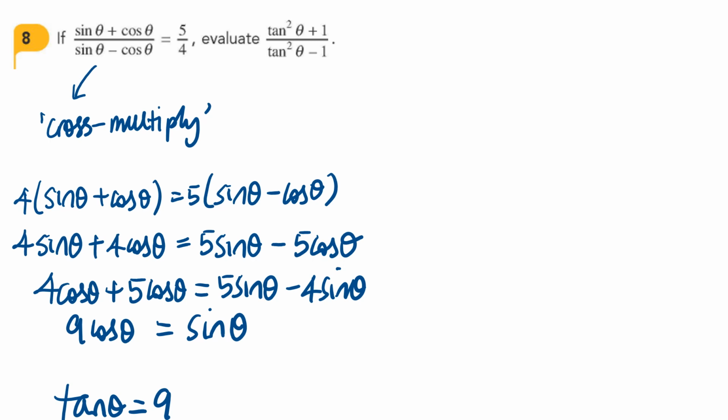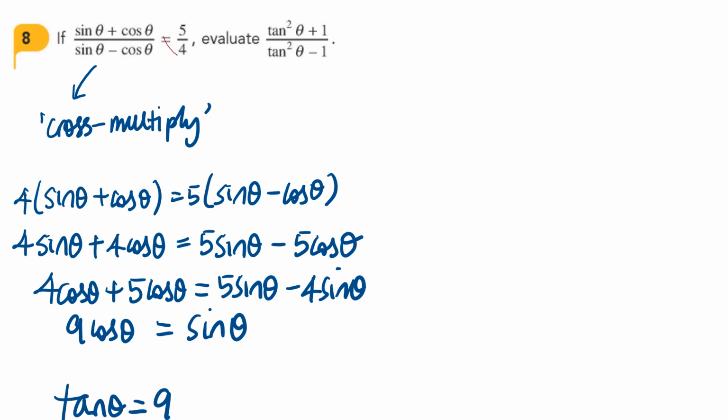Okay, so these questions that we're dealing with are different from what we have done earlier. This question is more challenging in the sense that you will have to do some simplification first. In this case here, we have to apply this cross multiply concept to simplify the equation given. So when you do a cross multiply, this is what you get.